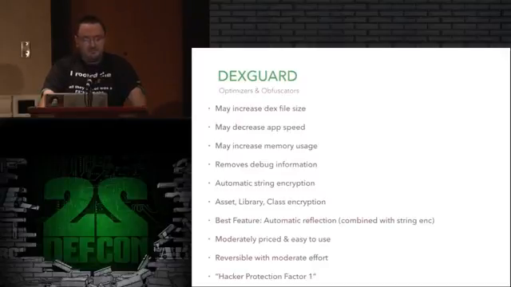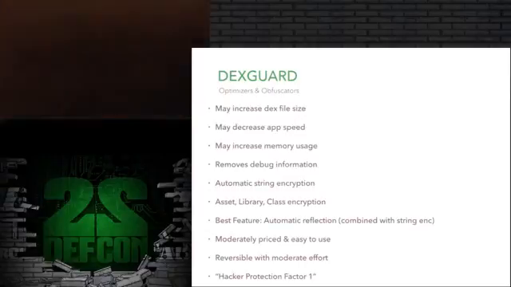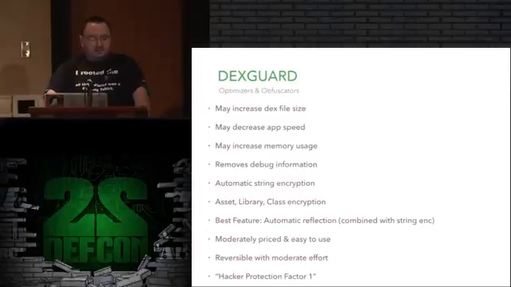Again, it removes debug information, does automatic string encryption, which is pretty decent, and automatic class library asset encryption. Pretty much the best and most annoying feature is the automatic reflection. It's pretty scary. Once they do the reflection and the string encryption, you can't literally just look at it and see what it's doing.